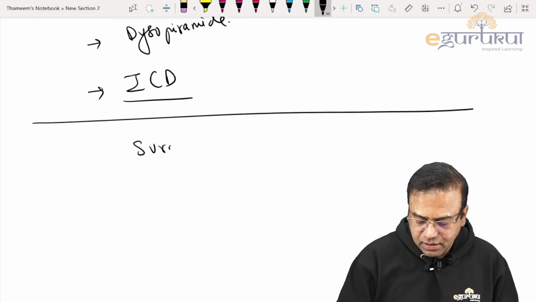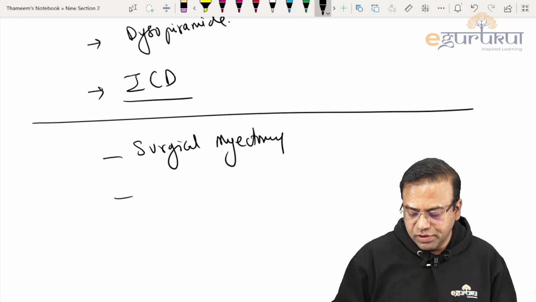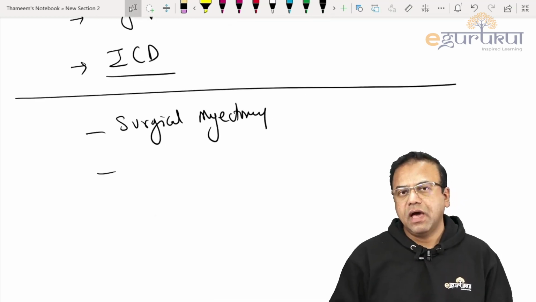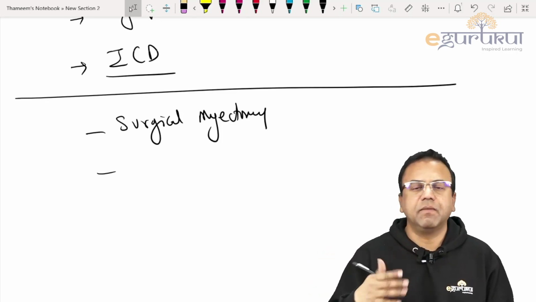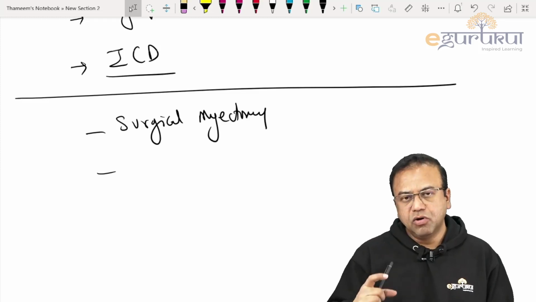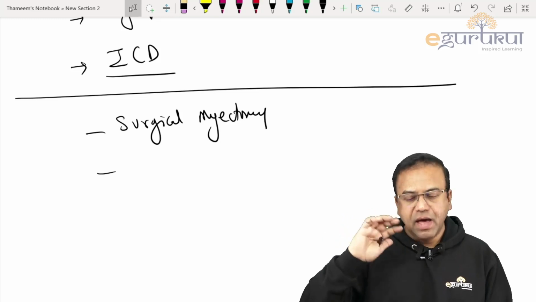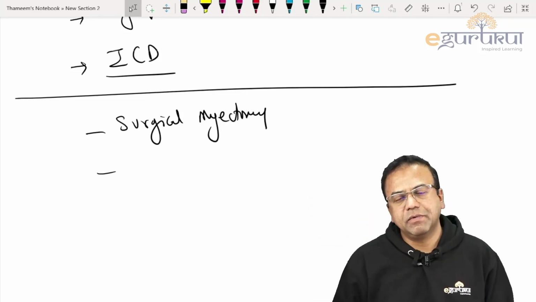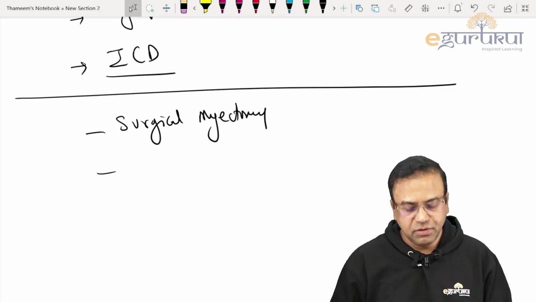Surgical myectomy is another very important option, which is going to decrease the pressure gradient. As you cut the septum and remove the extra septum that is coming in the way, definitely the LV outflow into the aorta becomes much better. The pressure gradients that are there will start decreasing and the load on the left ventricle becomes lesser. Obviously, the load on the left atrium and pulmonary edema, all this decongestion will start occurring, and this is definitely one of the treatment options.